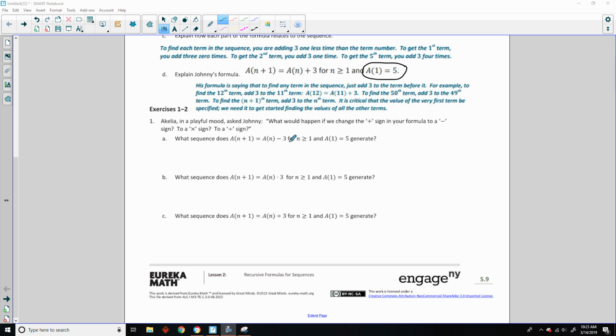Okay, so let's do this. So a sub 1 is 5, so my first term is 5. My second term would be a sub 1 plus 1, which is a of 2, which equals a of 1 minus 3. So 5 minus 3 is 2. And then I want to know the third term, that'd be a of 2 plus 1 equals a of 3 minus 3.